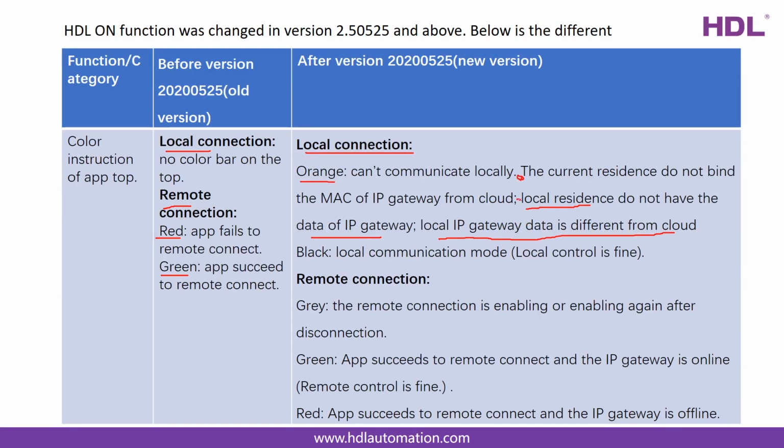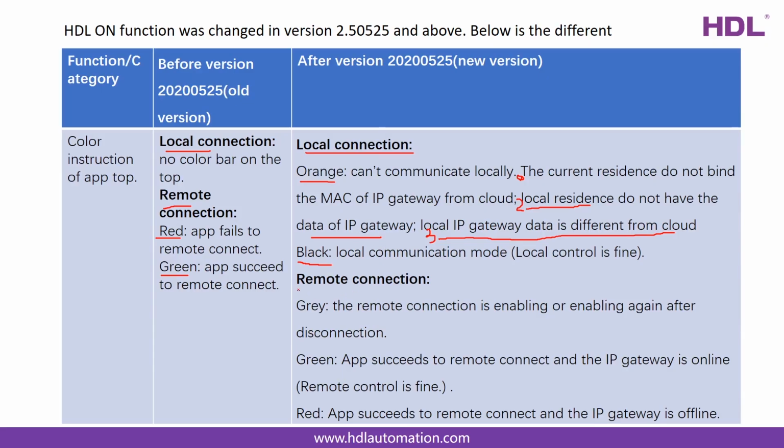The second and the third, if your app shows an orange color bar on the top, you need to check local communication. If there is a black bar on the top, that means local communication is fine. You can control in local mode.